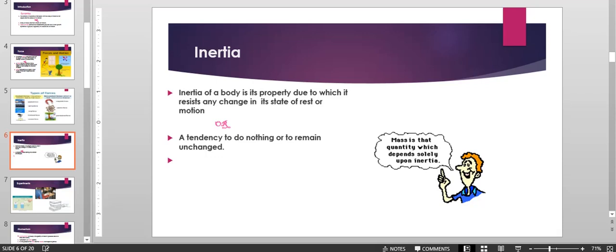So inertia is basically the resistance force exerted by every object. But it solely depends upon the mass of the object. If the object is heavier, means it has greater mass, then it has greater inertia, and vice versa. So, mass is that quantity which depends solely upon inertia.